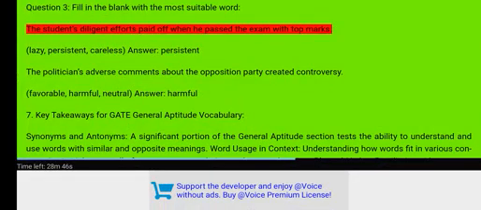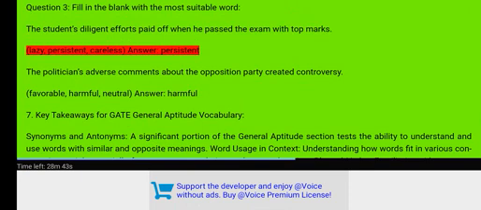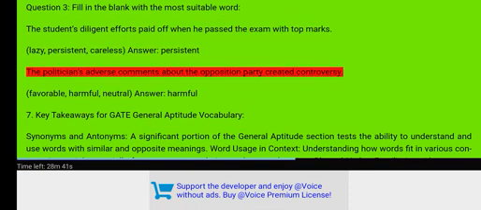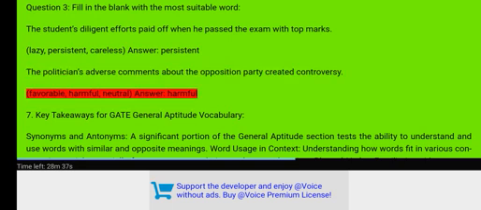The student's diligent efforts paid off when he passed the exam with top marks. Lazy, persistent, careless. Answer: persistent. The politician's adverse comments about the opposition party created controversy. Favorable, harmful, neutral. Answer: harmful.